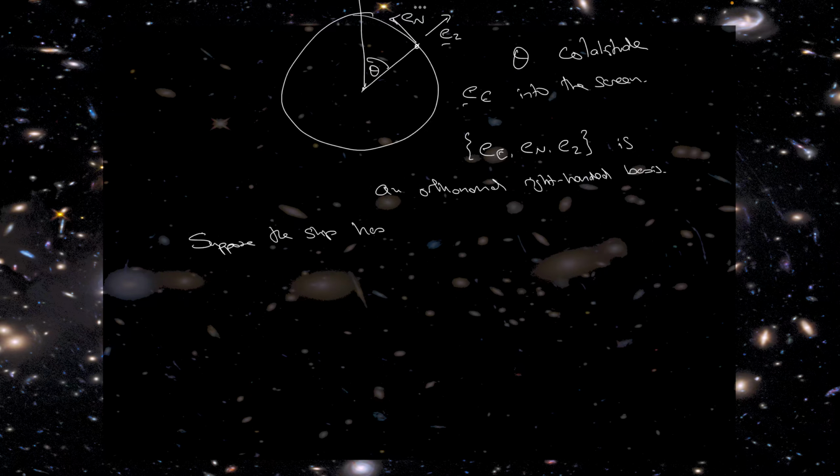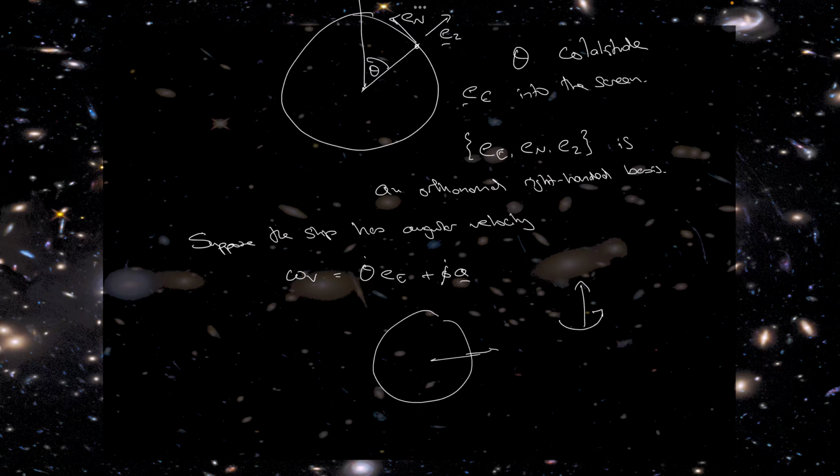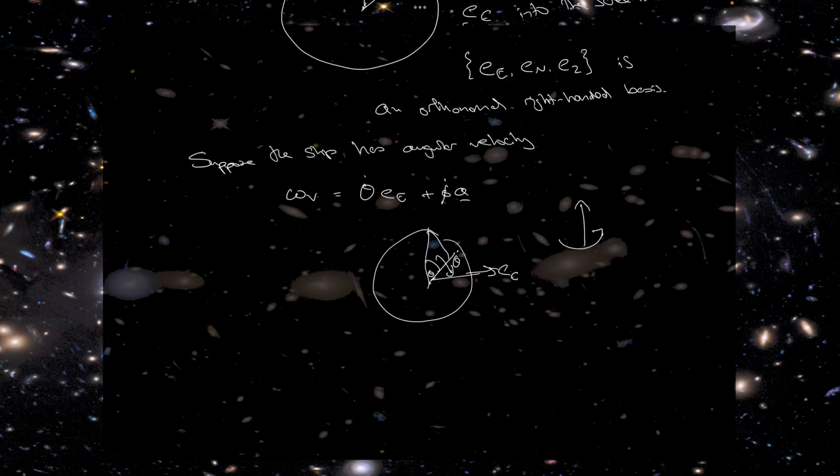Suppose the ship has angular velocity omega v equal to theta dot E east plus phi dot times A. So in other words, it's rotating with angular velocity phi dot around in that direction, and theta dot, that's your easterly direction, that's theta, so theta dot corresponds to southerly motion. From this we can compute the velocity of the ship. V is omega v cross r times Ez, where r is the radius of the Earth. So that gives me theta dot E east plus phi dot times A, cross r Ez.